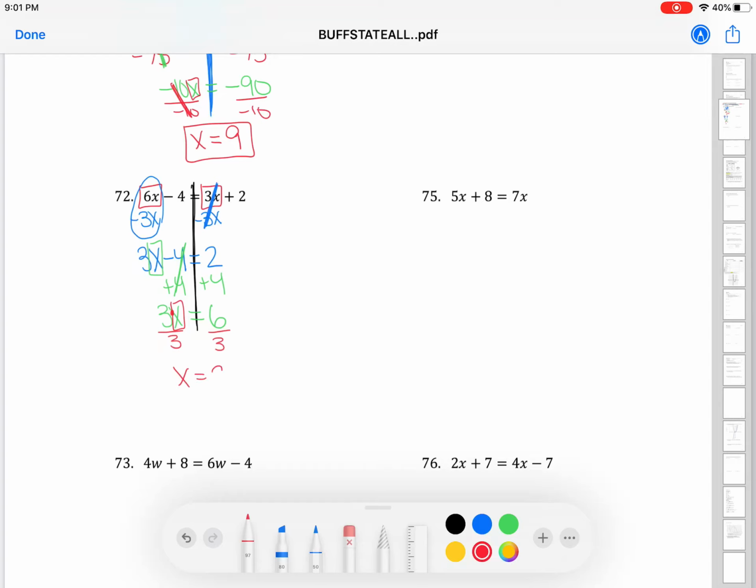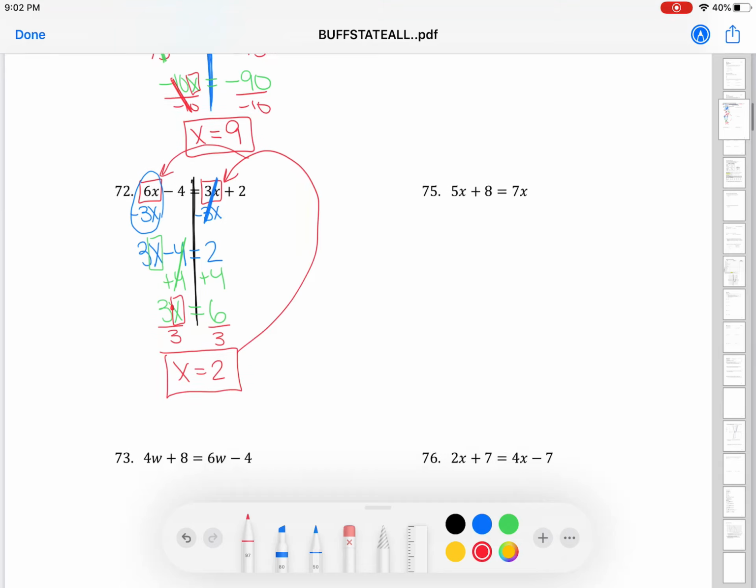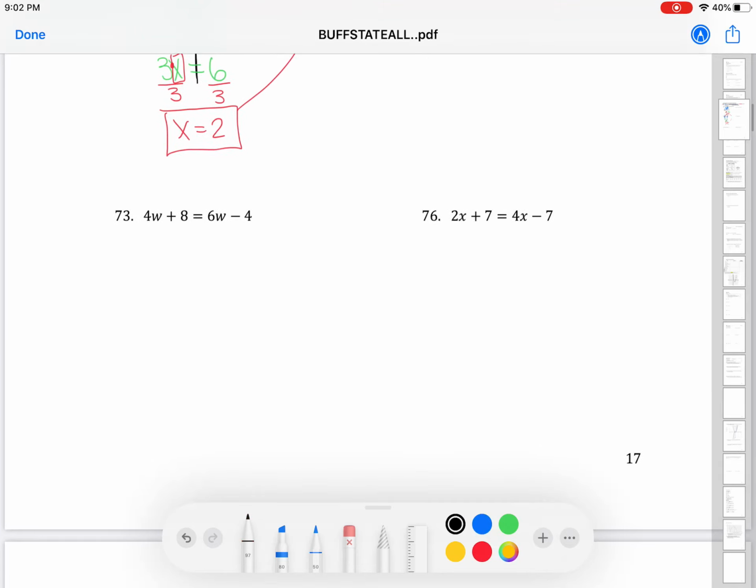All right, my last step to get x by itself is to get rid of that times 3 by doing the opposite and dividing both sides by 3, and I end up with x equals 2. And these ones can be checked as well by just plugging in 2 for x on both sides. You have to plug it in everywhere you see the variable.